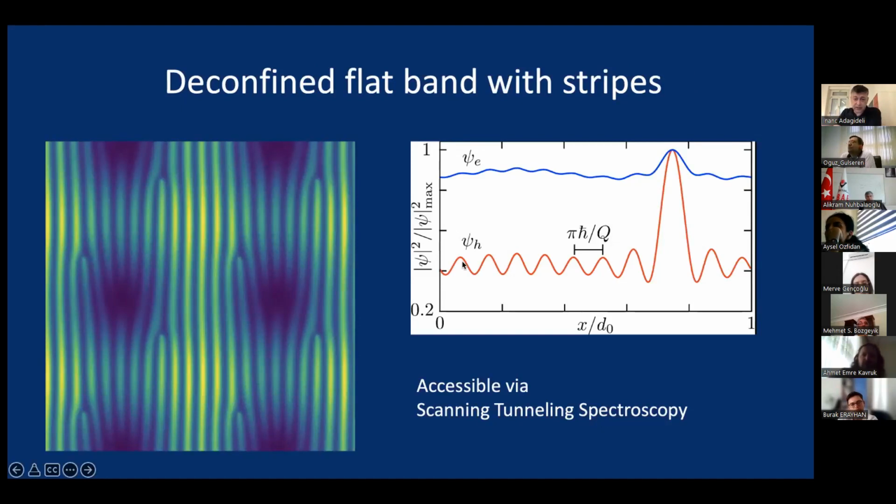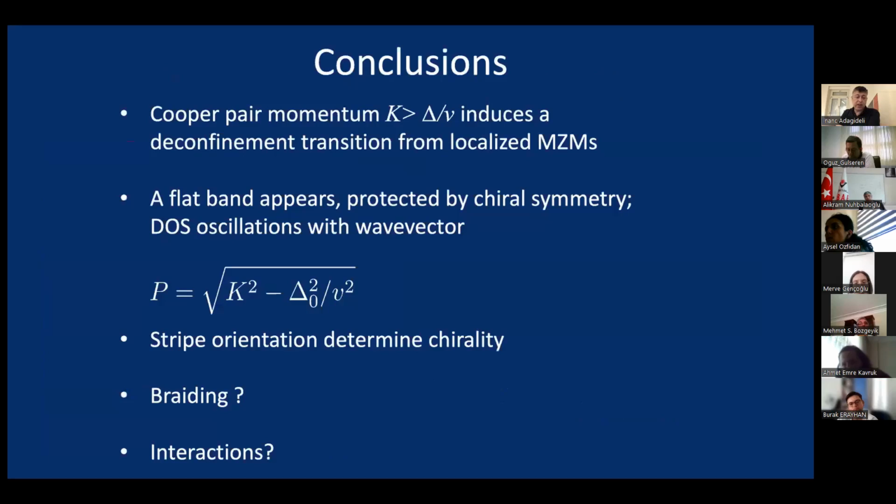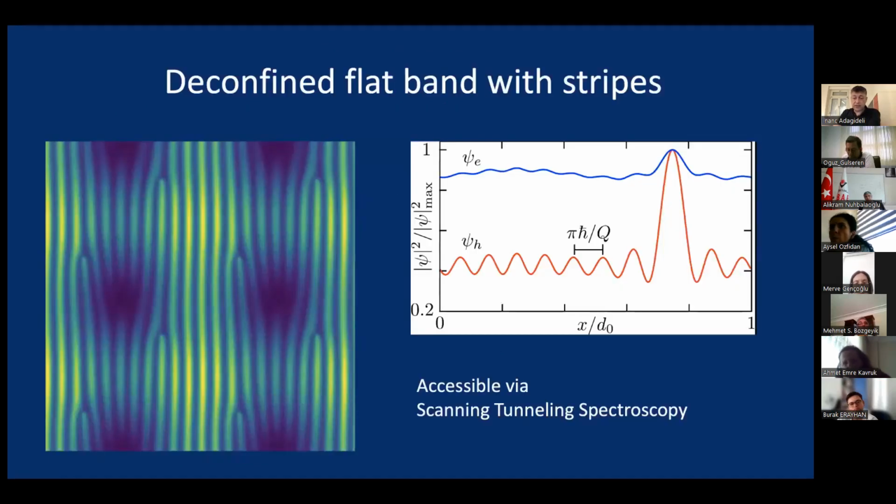The quantity that's directly accessible by scanning tunneling spectroscopy is the local density of states. Remember, I told you that the local density of states would be strongly dependent on what bias you put. Depending on that, you would be more sensitive to electron or hole part. You will see this nice scaling of this oscillation, which is given by the period h bar pi over q. And remember, q is the square root of k squared minus delta squared.